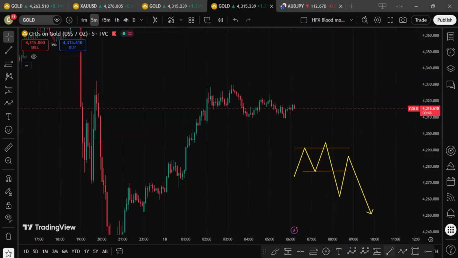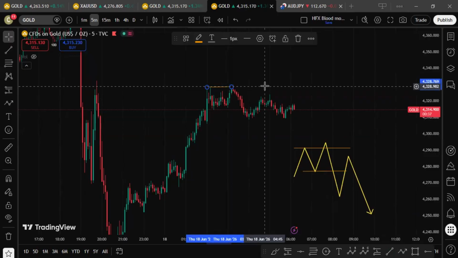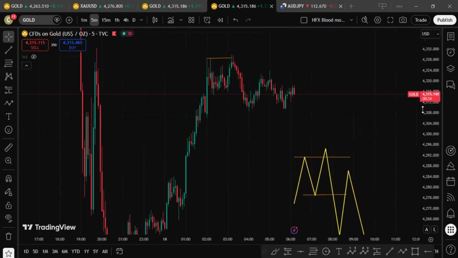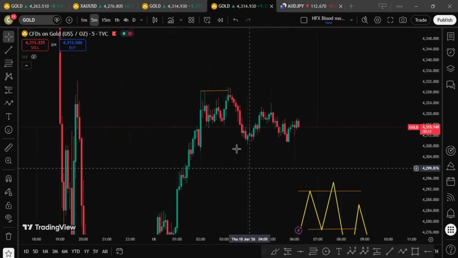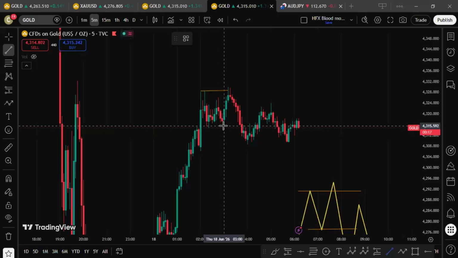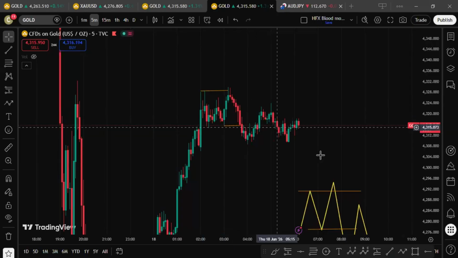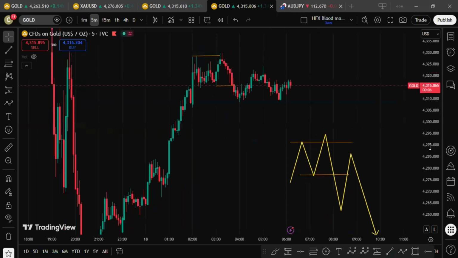Let me show you. In this very case, this is the high, right? Look at this. This is the high. Market came and swept. This is just sweeping. It didn't close above it. Sweeping. Then this is the low. Change of character, right?